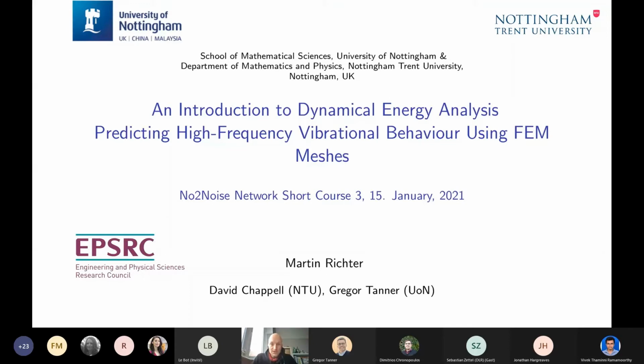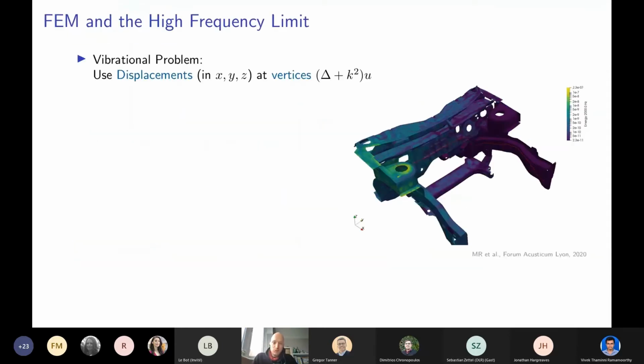So I'm working here with Gregor Tanner, as well as David Chappell from Nottingham Trent University. And the kinds of problems we usually look at are industry related problems of vibrational acoustics. So on the right hand side here, this is a model which was given to us from FFT Belgium, now Hexagon. We are going to cover this model in more detail later on, but you can see that this is the result of a typical FEM calculation.